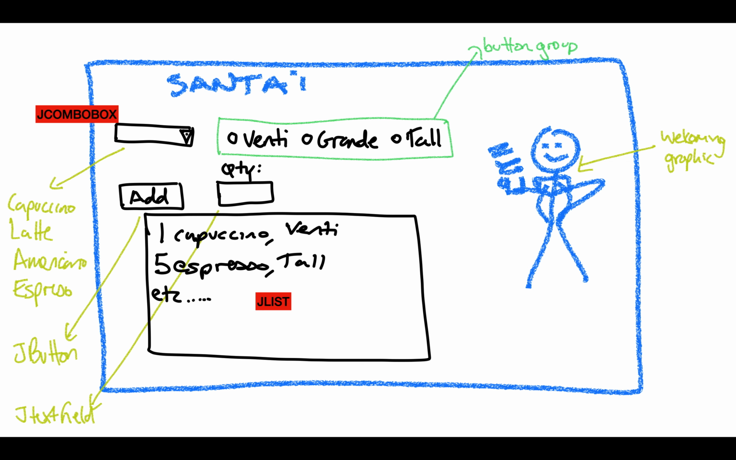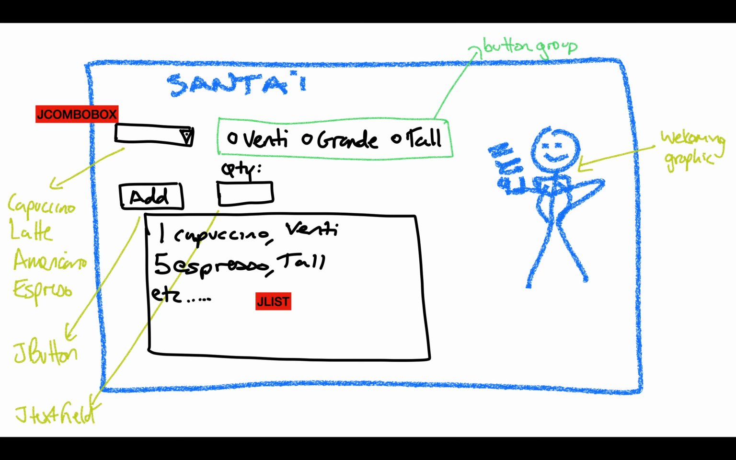So again, top left is a J combo box, on the right 3 radio buttons, below it is a normal J button which has add on it, and a label and a J text field to allow you to input the quantity. Then below a JList, which gives you a list of the items you've ordered. On the right hand side, for a bit of fun, we'll stick a bit of a welcoming graphic in. Alright, this would be a first version.